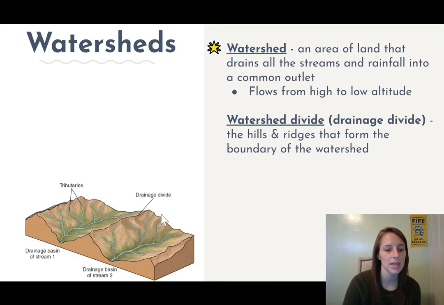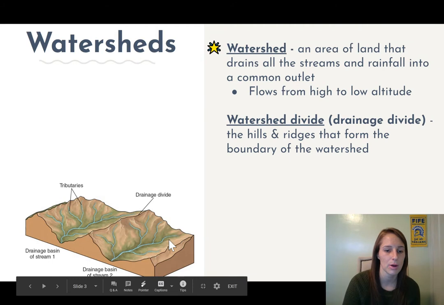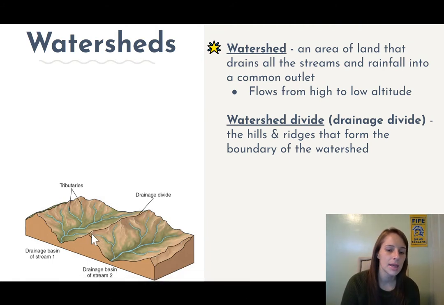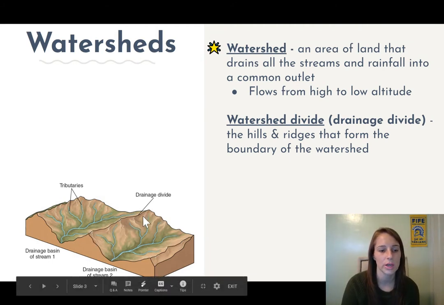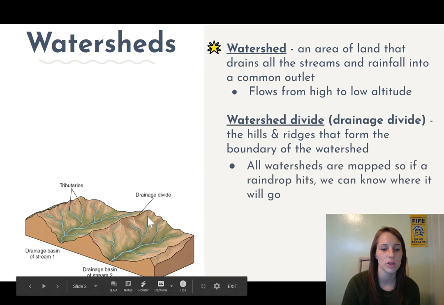So if you look at this diagram here, we've got a mountain area, and in the middle is going to be the drainage divide between these two watersheds. So this first watershed is going to be on the left-hand side of that tall ridge, and this watershed is going to be on the right-hand side. So the part that divides between the two of those is going to be called the watershed divide.